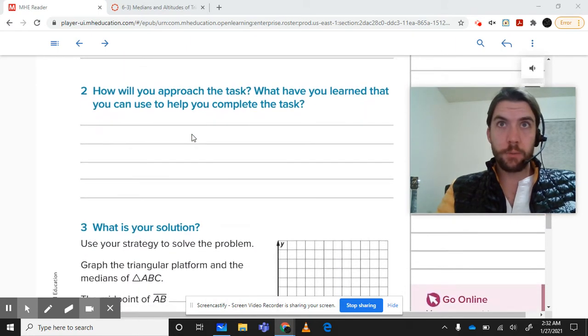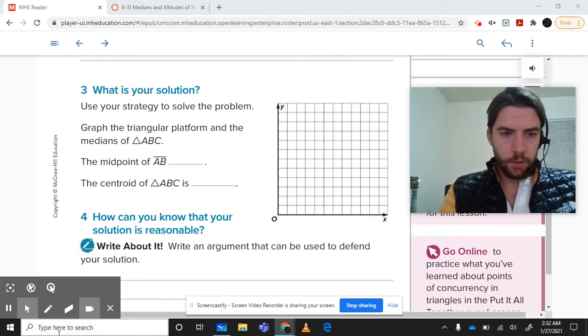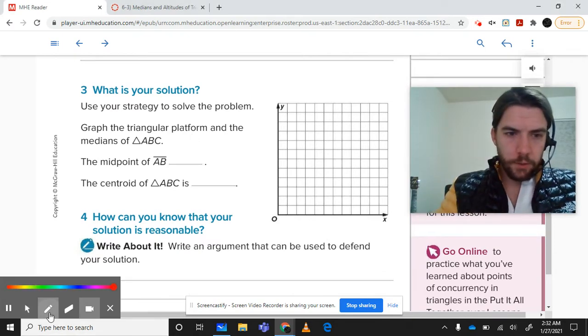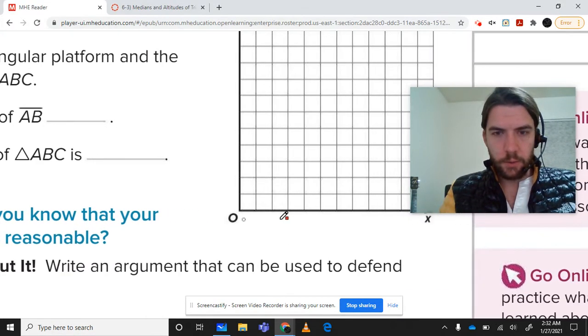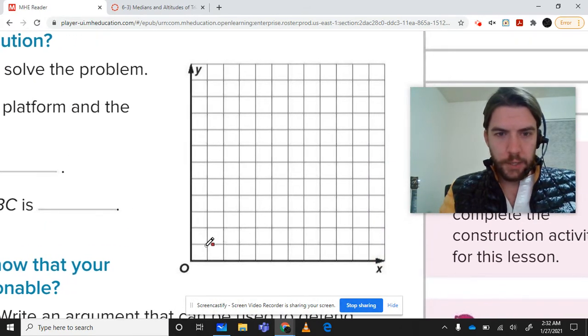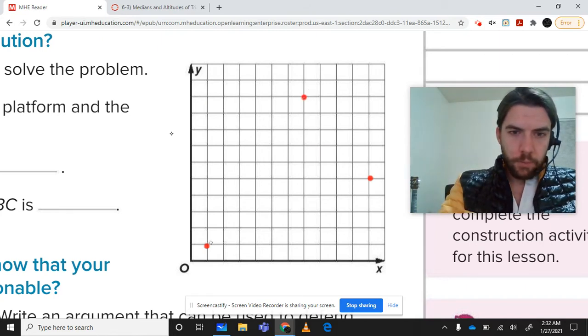How will I approach it? By doing just what I said, by putting a point here at, let's see if I can zoom in at all on this. Yeah, there we go. Putting a point here at (1, 1). A point at (11, 5). I think that's 11 right there. And a point at (7, 10). So 11, 10, 9, 8, 7. And then we're at 5 right now. So we want to come up by 6, 7, 8, 9, 10. Okay, right there. So those are our points.